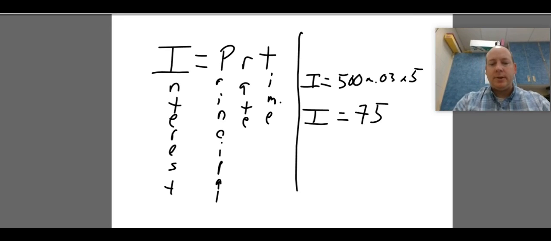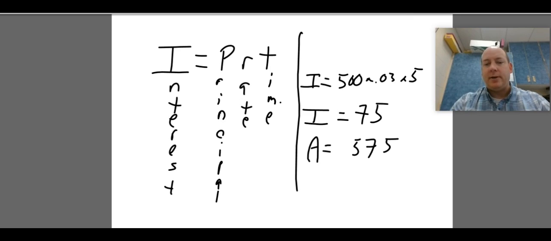Okay, and my balance, and for some reason, we use A for balance. I'm not sure why they don't use B, but you'll see in the next formula where we have balance in the formula, A stands for balance. So balance is just the total amount of money you have. I would have 575, right? I've got my $500 I saved and my $75 that I earned in interest.